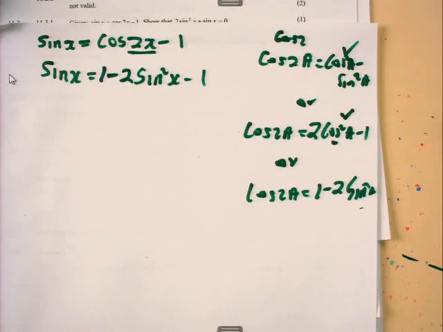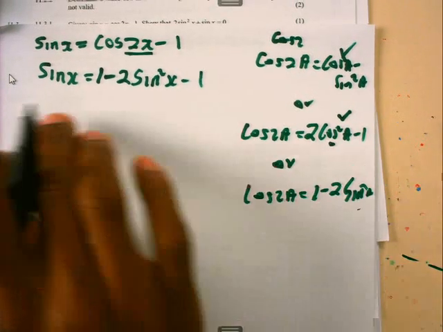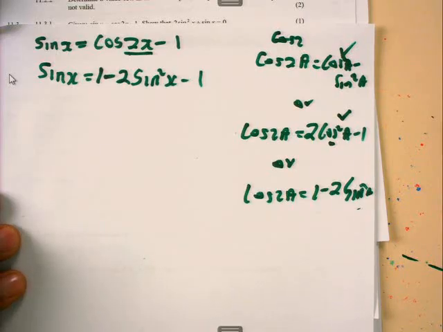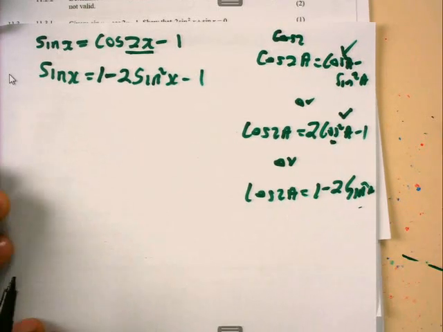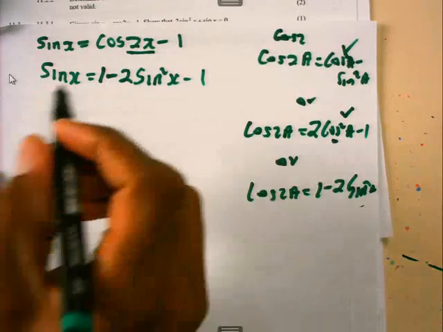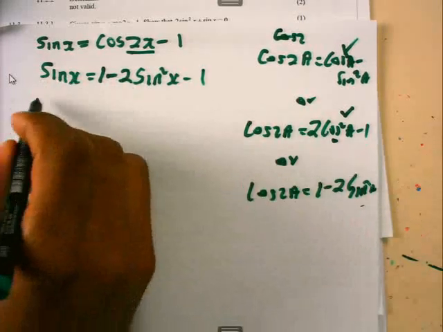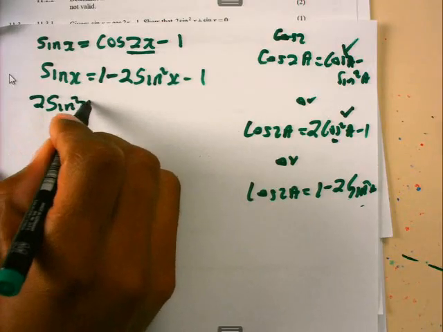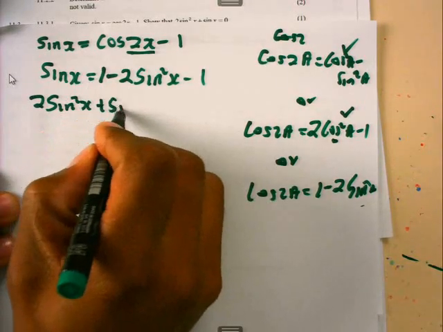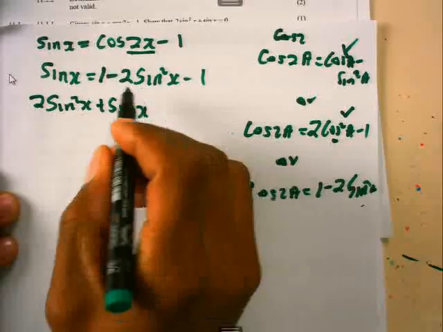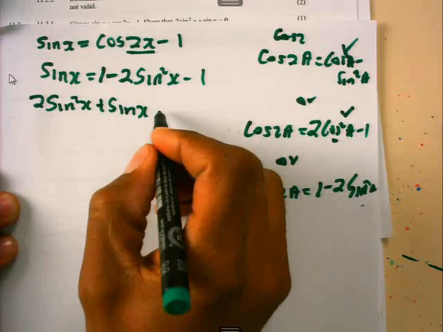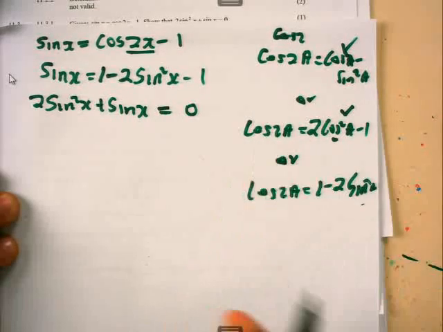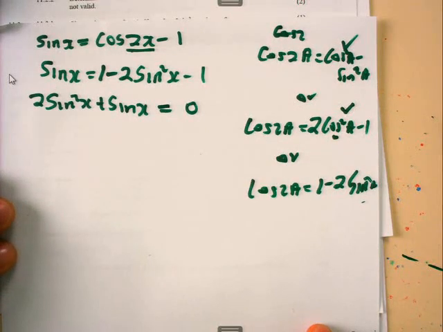Then it means in this case now I'm happy, because I can see everything is in terms of the sine. Good. Now from here I can move this one to the other side. Now we say this is going to be positive 2 sine squared x and then plus sine x here. Right, 1 minus 1 is 0. Therefore, on the other side it's 0. 2 sine squared x plus 2 sine x is equal to 0.